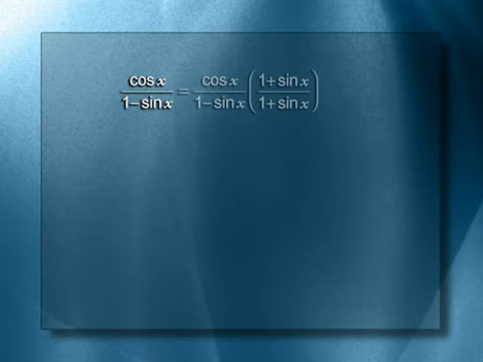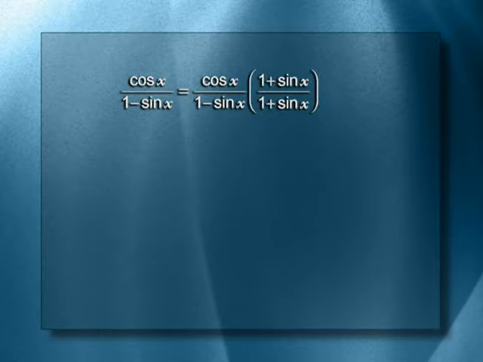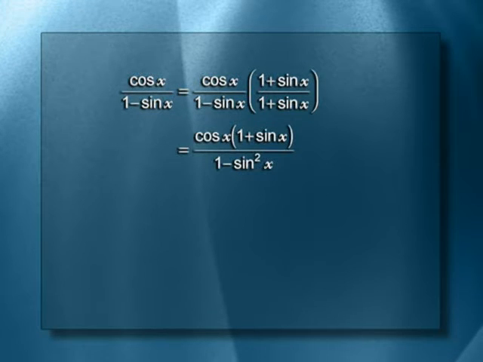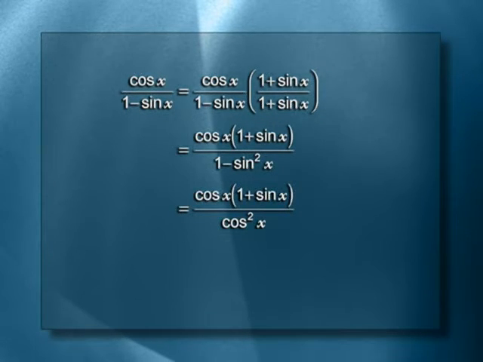I'm going to multiply numerator and denominator by 1 plus sine x. That's kind of the opposite of 1 minus sine x. You'll see in a minute why that was a good choice. So the numerator becomes cosine x times the quantity 1 plus sine x. The denominator is 1 minus sine x times 1 plus sine x, which is 1 minus sine squared x. Ah, you recognize that guy? Yeah, that's cosine squared, isn't it?